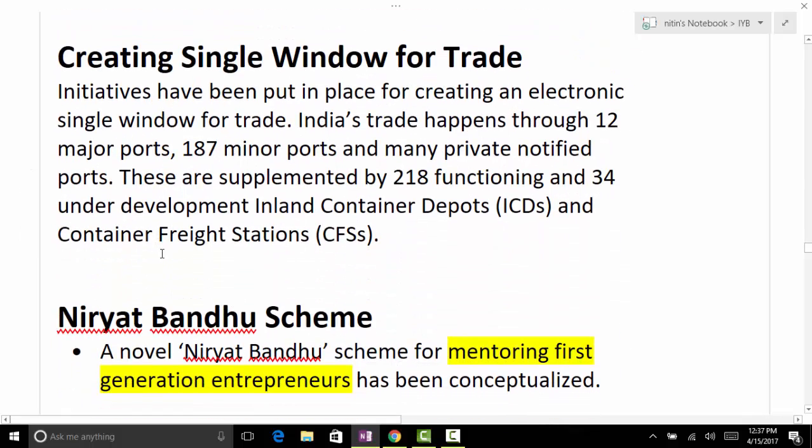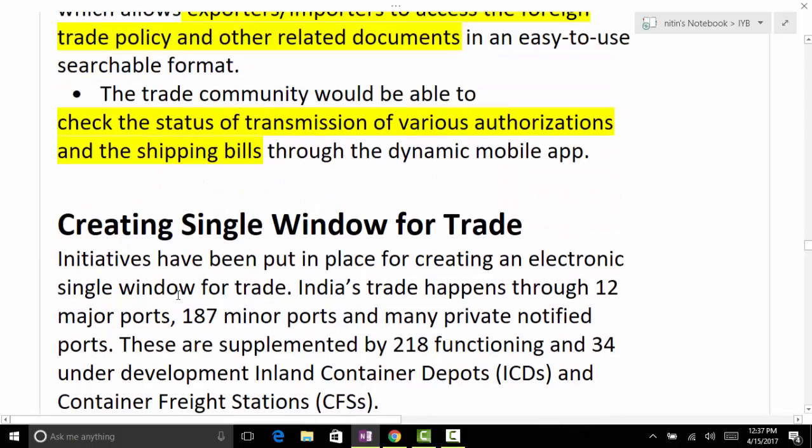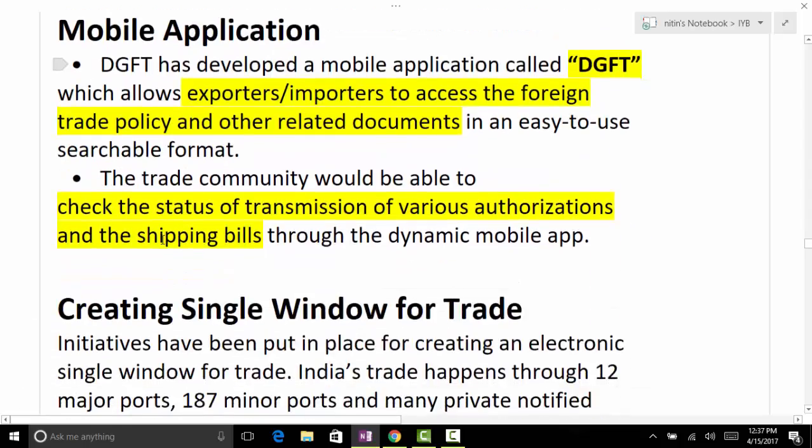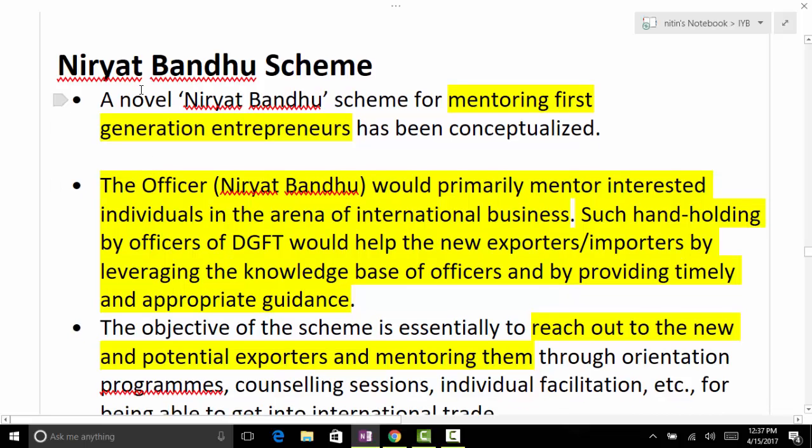Then single window for trade. There are so many ports, so many dry ports as well within India. Export cargo, so many airports from where exports occur. So single window for trade, where you can get the clearances and get various issues resolved from a single point. बस नाम ध्यान रखो, बहुत कुछ अंदर नहीं पढ़ना है, just remember it. There is single window for trade as well. There is mobile application as well, DGFT, and what its function is. Now this is important. Niryat Bandhu scheme. There is also another very important scheme under this foreign trade policy that you can mention.